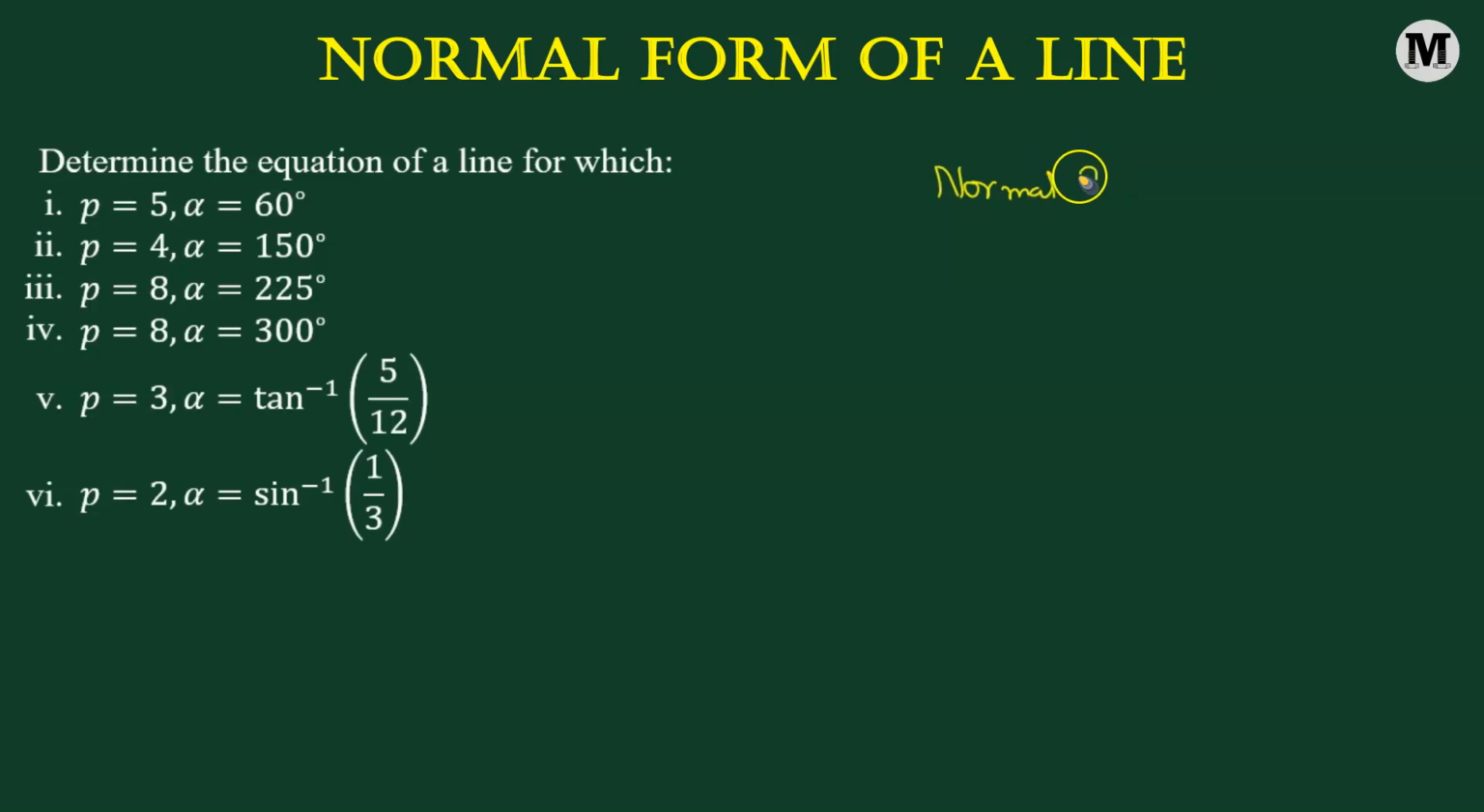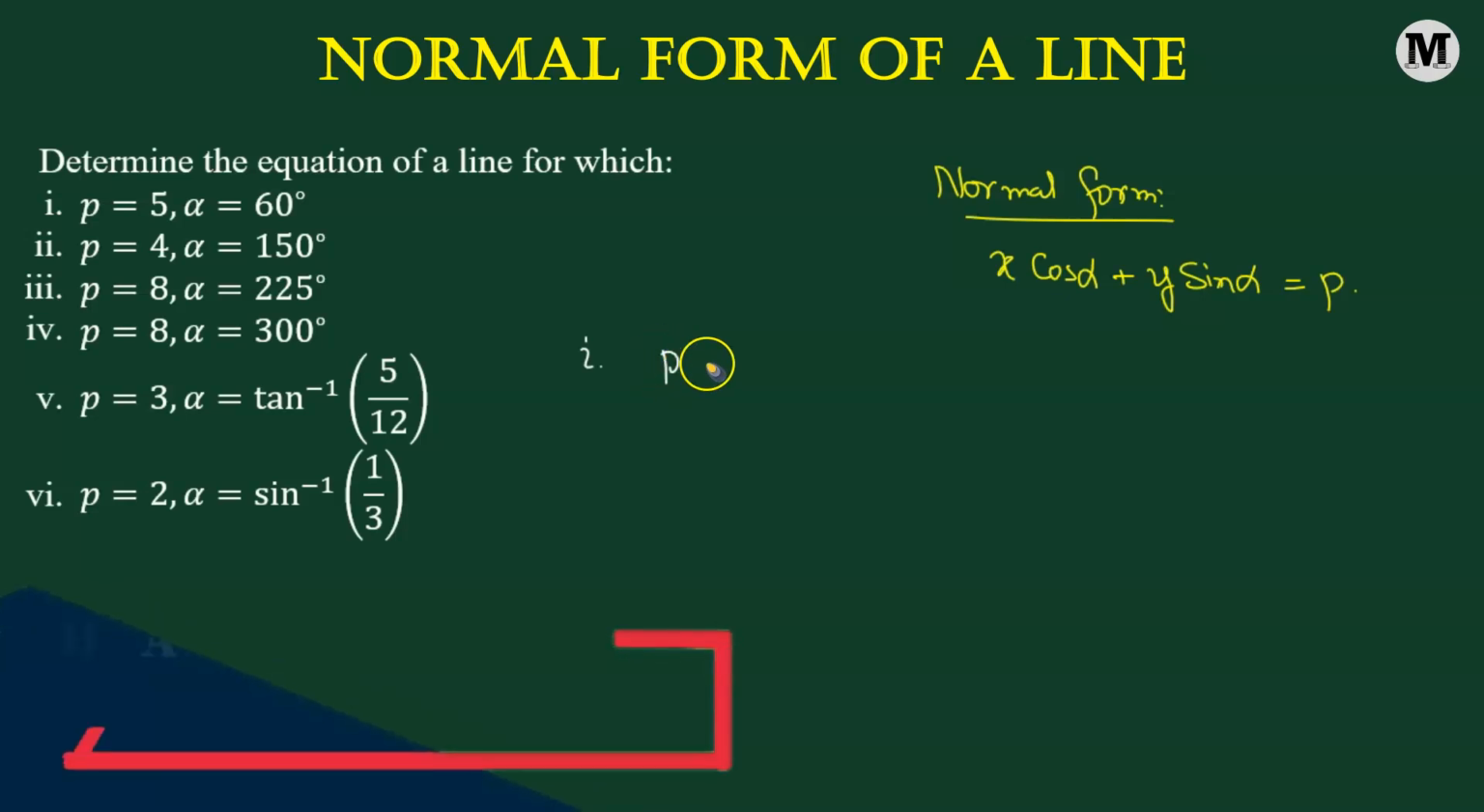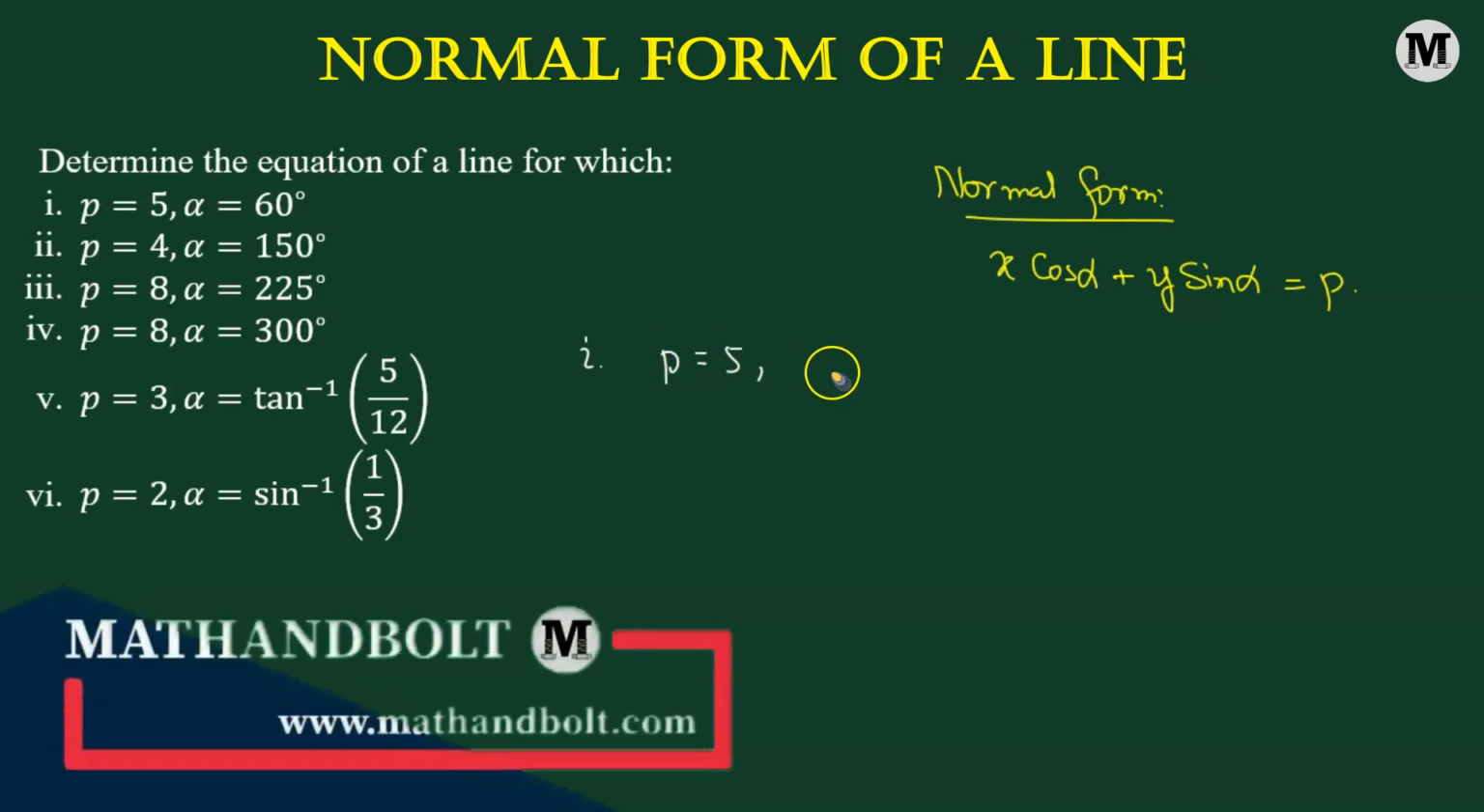The normal form is given by x times cosine of that angle alpha added to y times sine of that angle alpha, and that is going to be equal to p. So this is going to be the equation of the straight line. We'll use this. Let's begin with the first part of the problem. Here in the first one, we have the p value equals 5 and alpha equals 60 degrees.